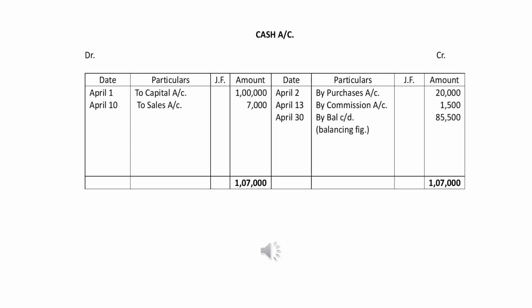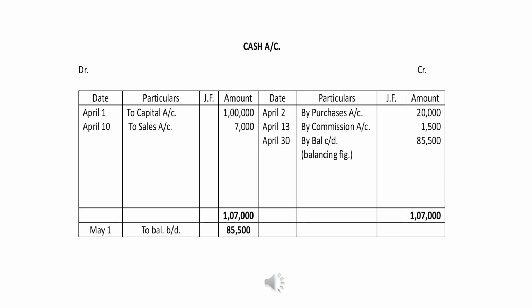That means 1,07,000 minus 21,500 in this case, coming to be 85,500. So what we calculated in the previous step is the closing balance of cash account for the month of April. That means in April after doing all the transactions, the company is having 85,500 rupees of cash with them. So this was the closing balance for the month of April.